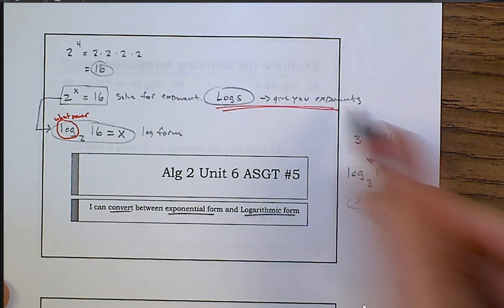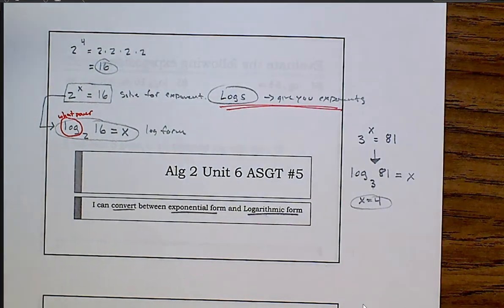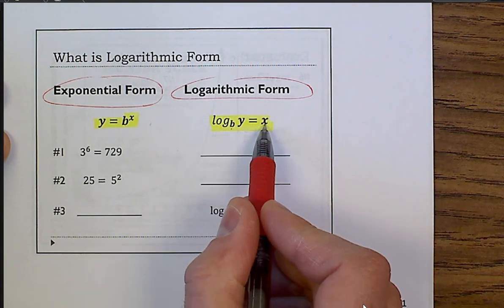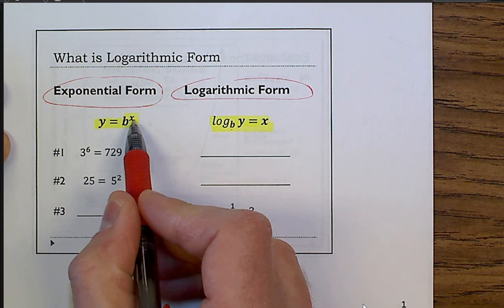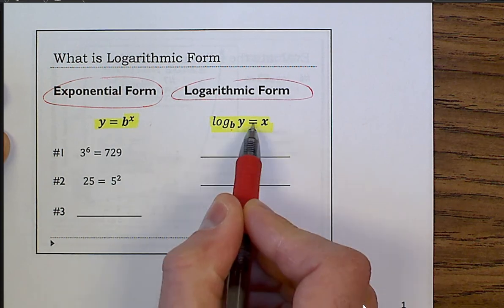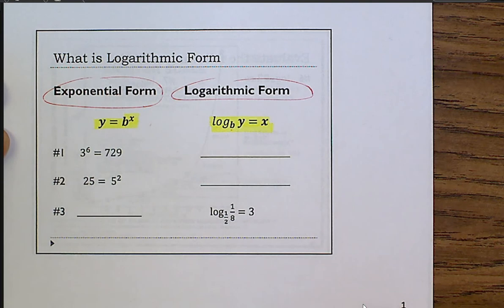Logarithms give you exponents. And there's some other properties that we're going to get into, but a lot of students will go, logarithms give you exponents. The x here is the exponent in exponent form. That's why logs equal exponents. Logs equal exponents, okay? So we're just going to do some converting here.